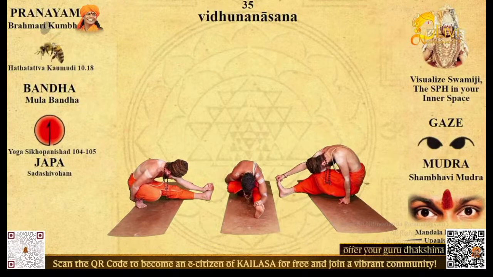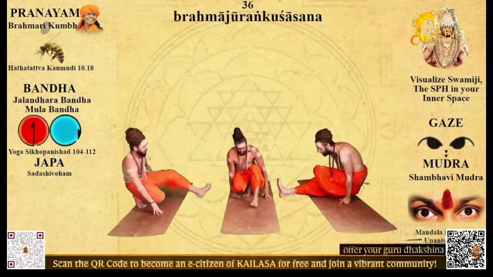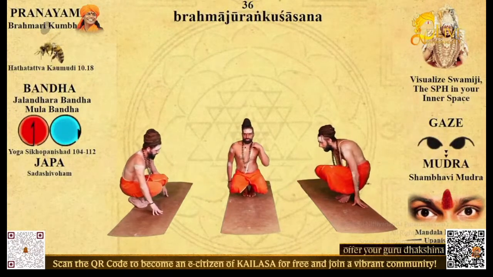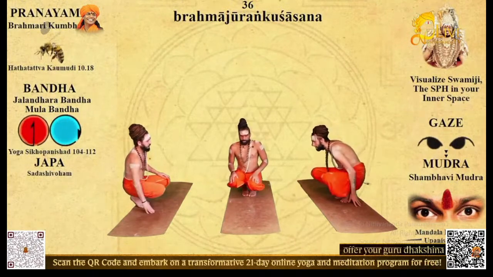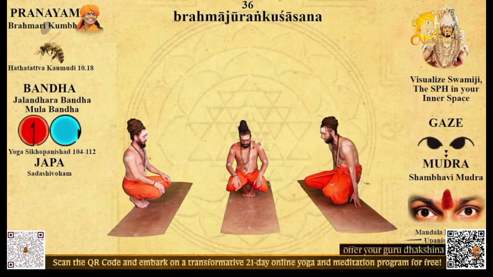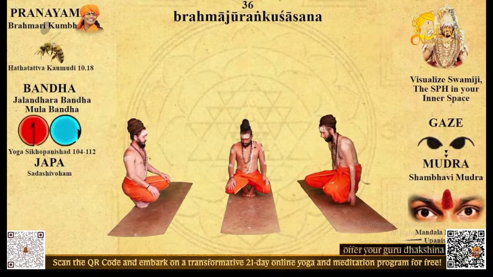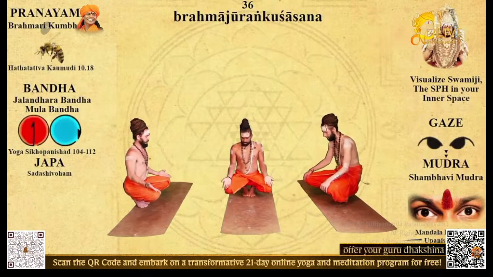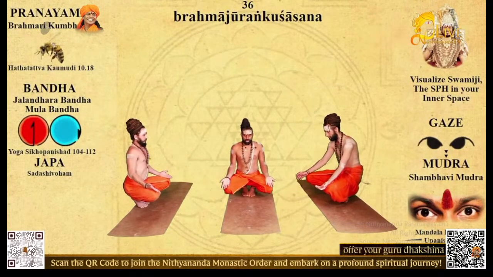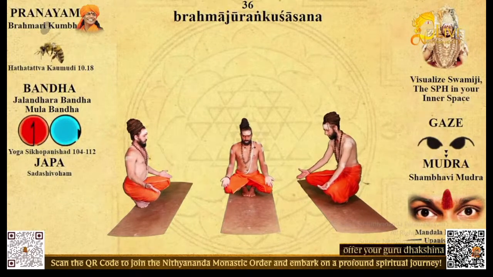Inhale. Now the next asana is Brahmajuramkusasana, as you keep little distance between the knees, back of the palms on the knees. Gaze to the ground as you perform Mula Bandha and Jalandhara Bandha. Visualize Swamiji in your inner space.